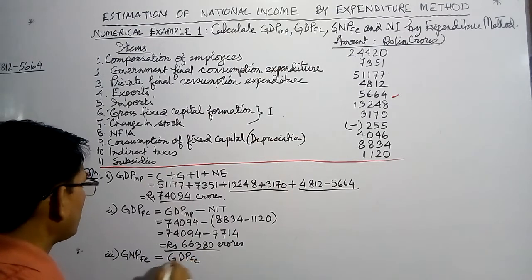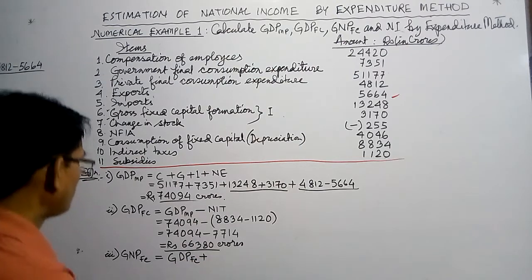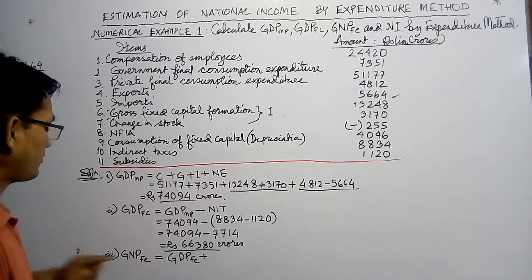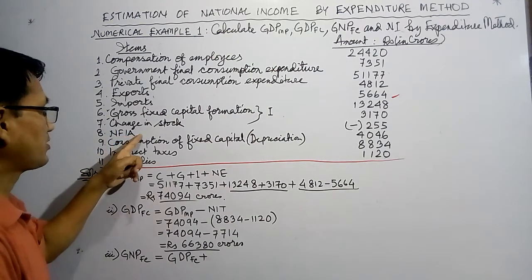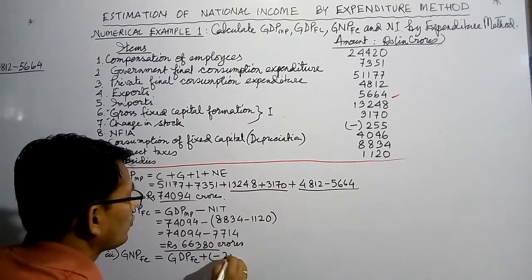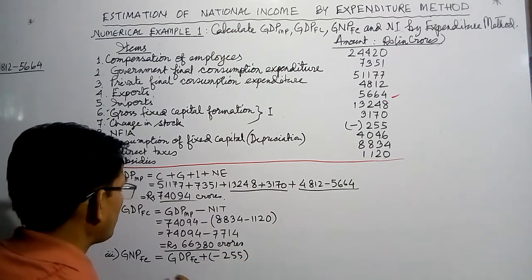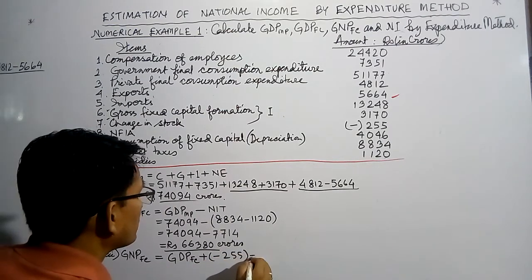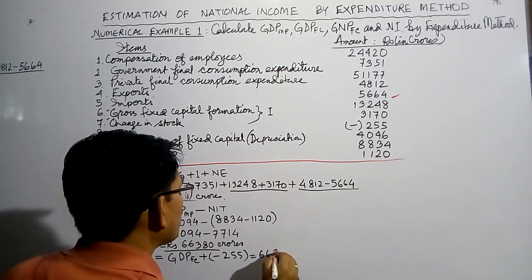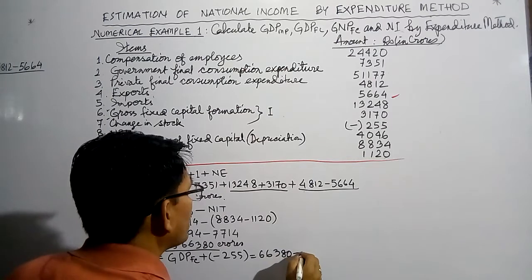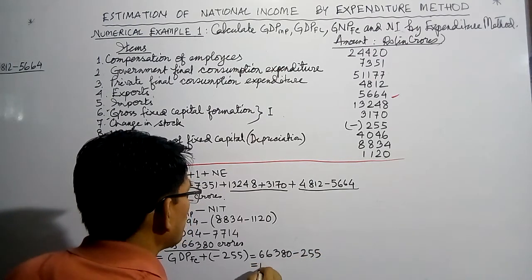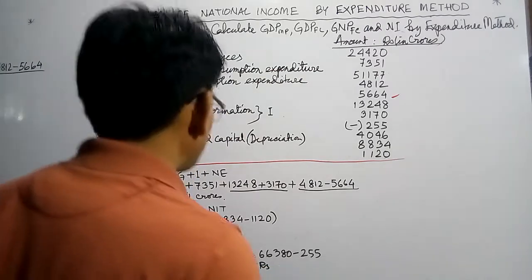It is nothing but GDPFC plus, for domestic to national, we have to add net factor income from abroad, that is minus 255. So we have to subtract this one. That is 66380 minus 255. This is rupees how much?